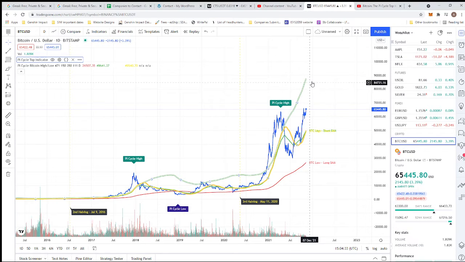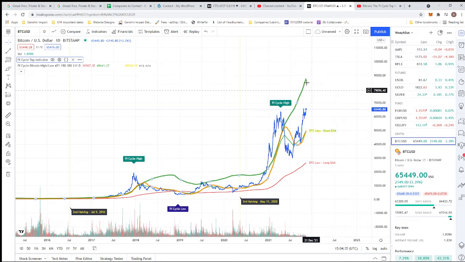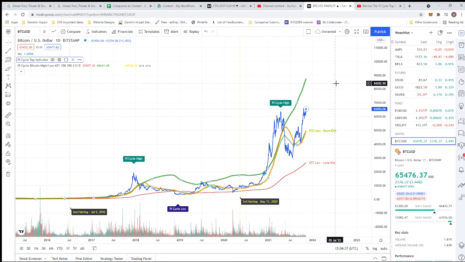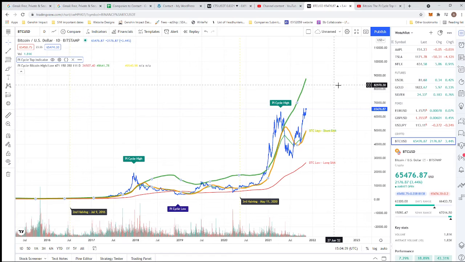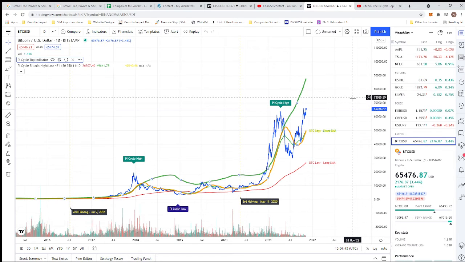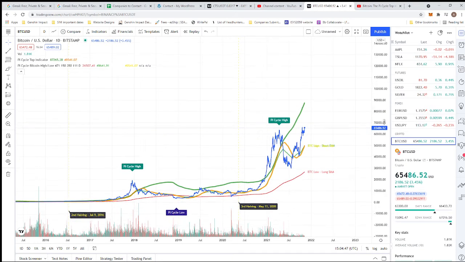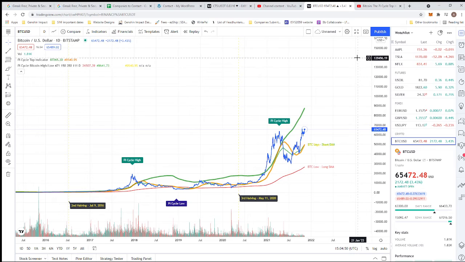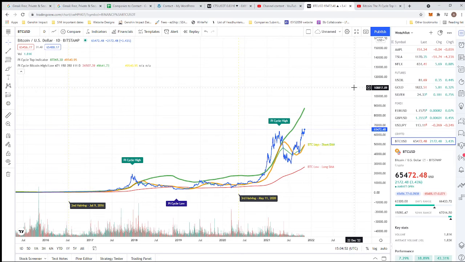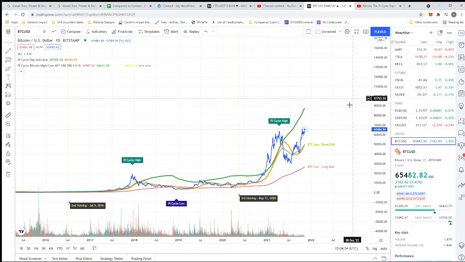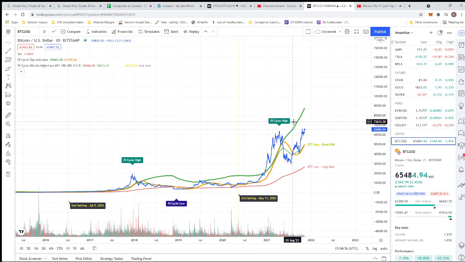Maybe sometime in the future we might have a correction where these two lines come closer together, maybe at 80, 90,000. Then we have a slight correction, but that wouldn't mean that there's a market peak. The market peak, I believe, is well above, I don't know, could be between 140 to 200,000. Yeah, I believe.